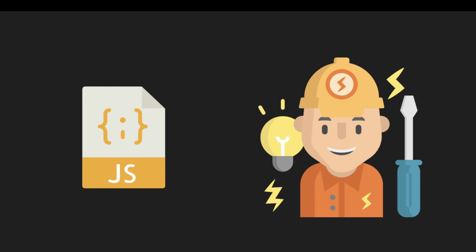And JavaScript adds behavior to your code. With JavaScript, you can have an electrician connect wires in your house so your light bulb starts turning on.